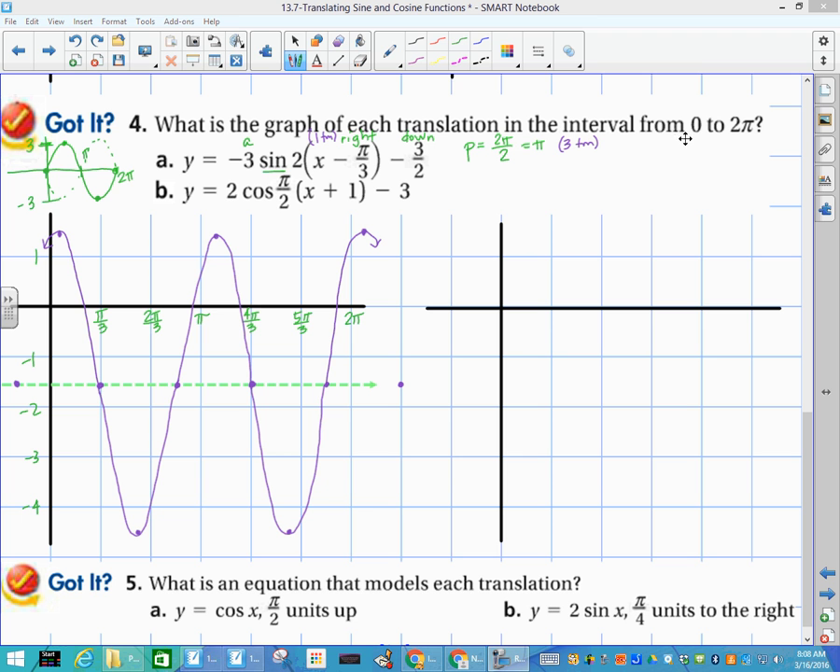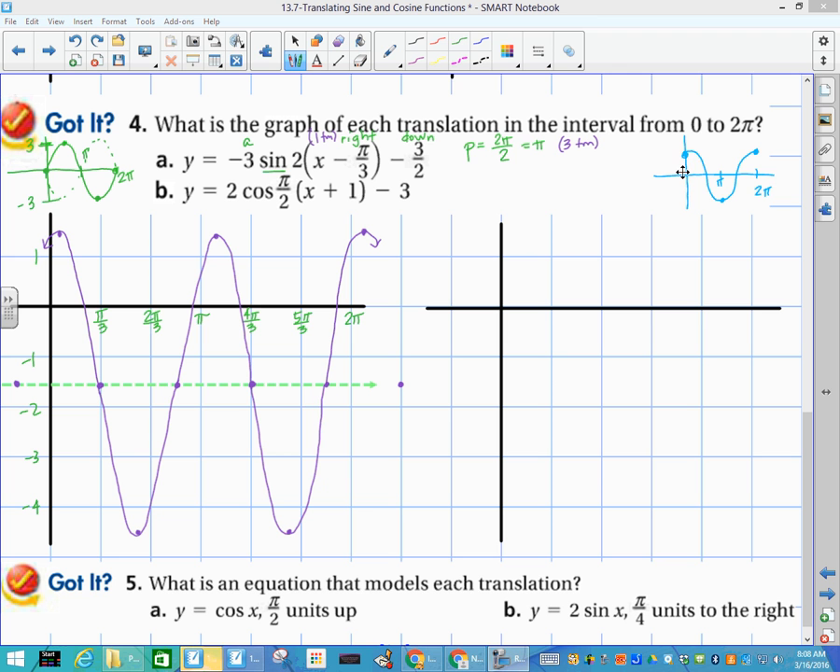So again, I always start off with that reference. Before I go anywhere, I'm going to write down those key points. Cosine starts up here at a max and ends at a max after a period of 2 pi. Halfway between is a min at pi.